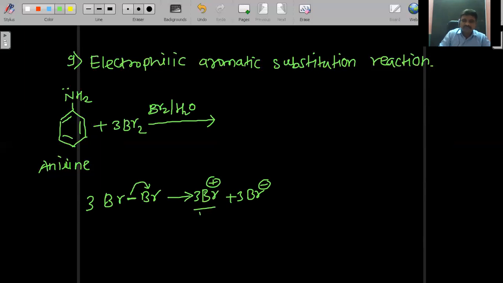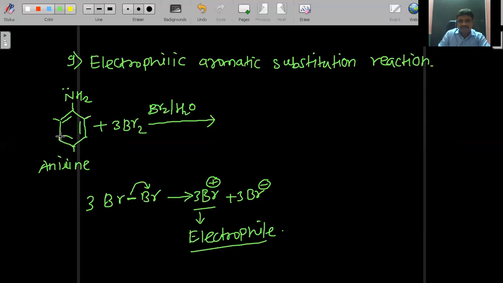So this Br+ is known as electrophile. So what is electrophile? Electrophiles are electron deficient species, and it carries positive charge. Now we know that in aniline this NH2 is electron donating group. So it donates electron density towards the benzene ring. Okay, and due to this electron donation, this ortho position, this para position, and this also ortho position, these three positions become electron rich.